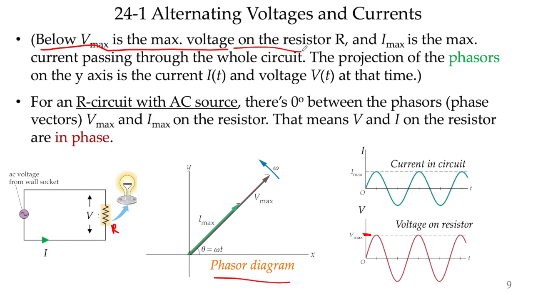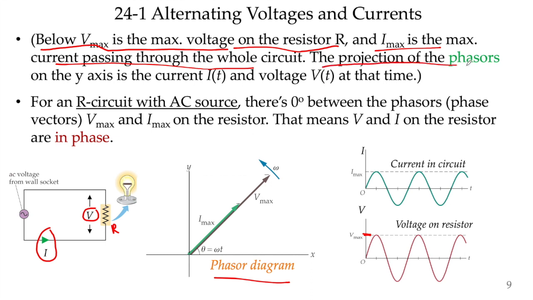So Vmax is the voltage on the resistor, or V at any time. And Imax is the maximum current passing through the whole circuit. So it's not only necessarily the current passing through this resistor, it's actually passing through the whole circuit. But when we talk about V, we're talking about the voltage on the resistor, okay?